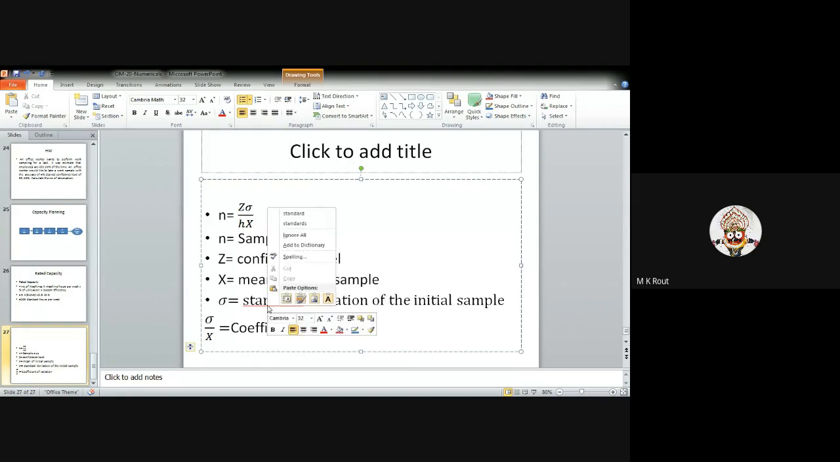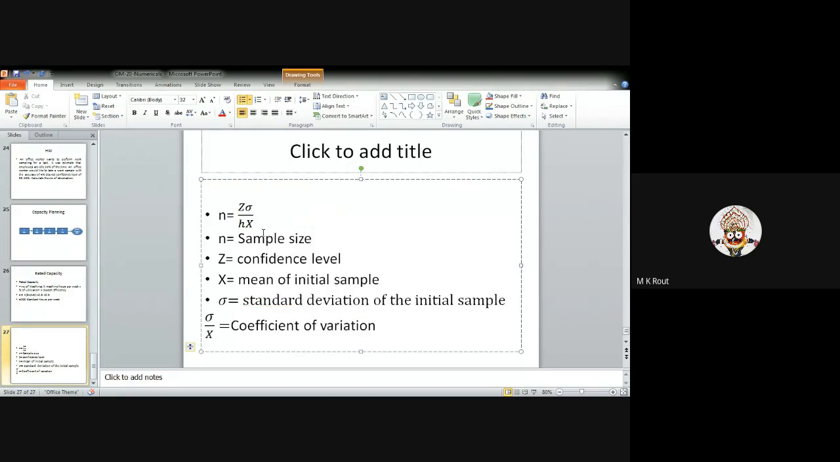Is it clear? Yes, sir. This is not x, it is x bar. X bar stands for mean. We have already gone through this mean in decision science. Now you have all the data, you can put in the values and get the answer. Is it clear? This is a 6 marks question. Clear? Okay, so here I conclude this session.